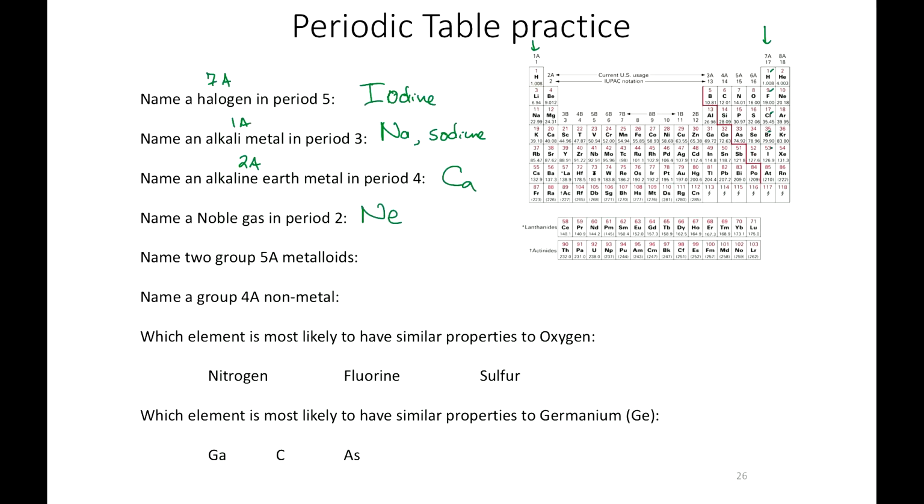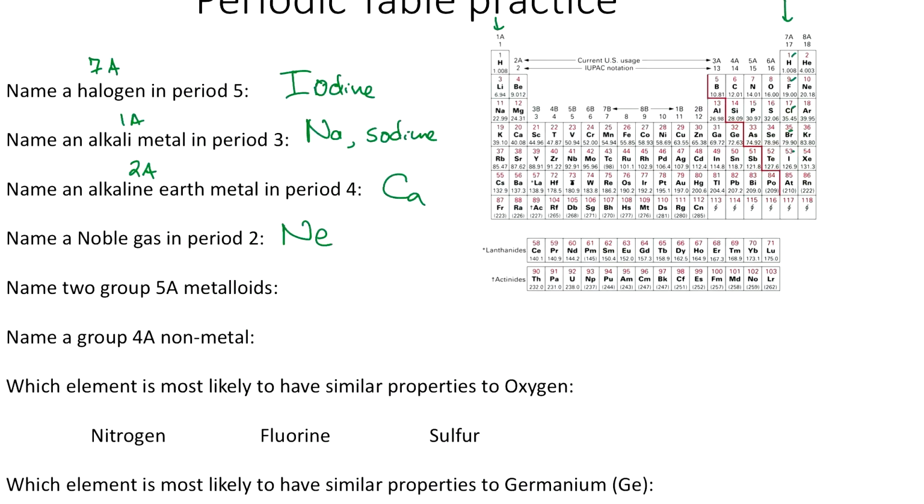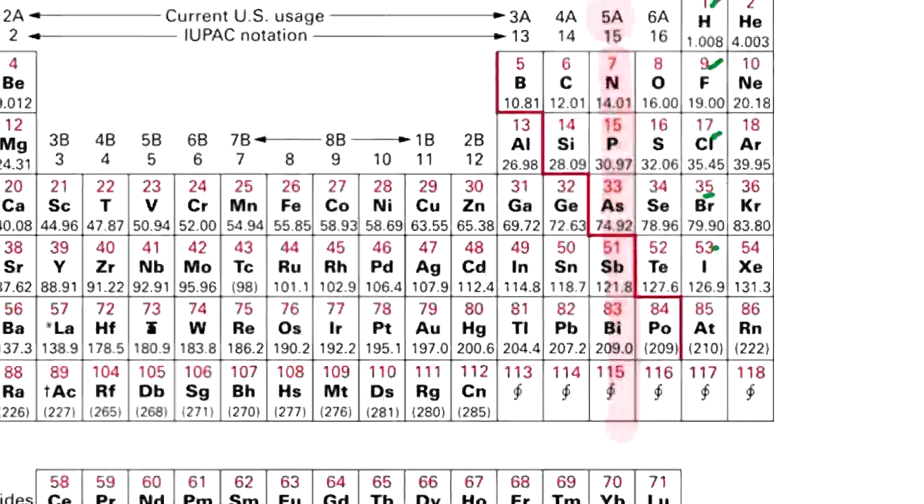Name 2 group 5A metalloids. So we look at this graph. We know 5A is right here. So we are looking at this column. That's 5A, but which one of these elements are metalloids? Phosphorus and arsenic, are we sure? No. So let's just highlight the ones that are metalloids. Boron is a metalloid. Then it goes silicon and germanium, arsenic and antimony, tellurium, polonium. So the answer is actually arsenic and antimony.